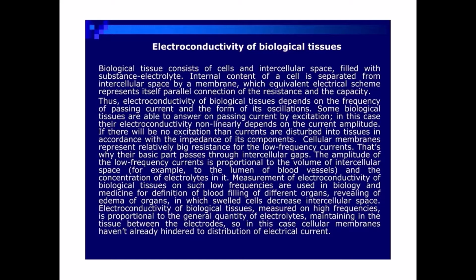Electroconductivity of biological tissues, measured on high frequencies, is proportional to the general quantity of electrolytes maintained in the tissue between the electrodes, so in this case cellular membranes have not hindered the distribution of electrical current.